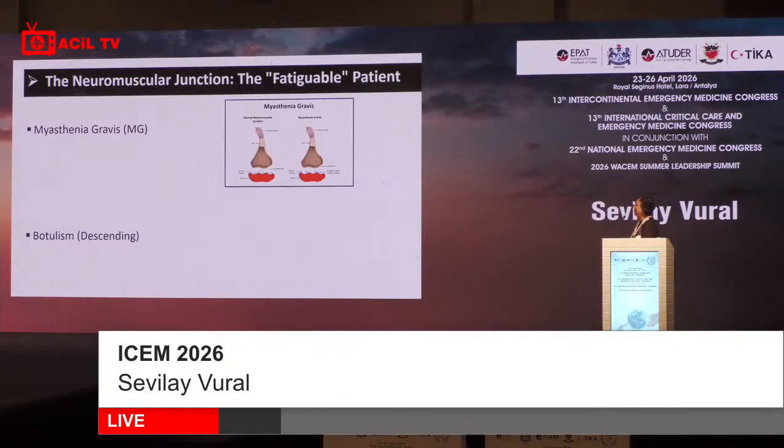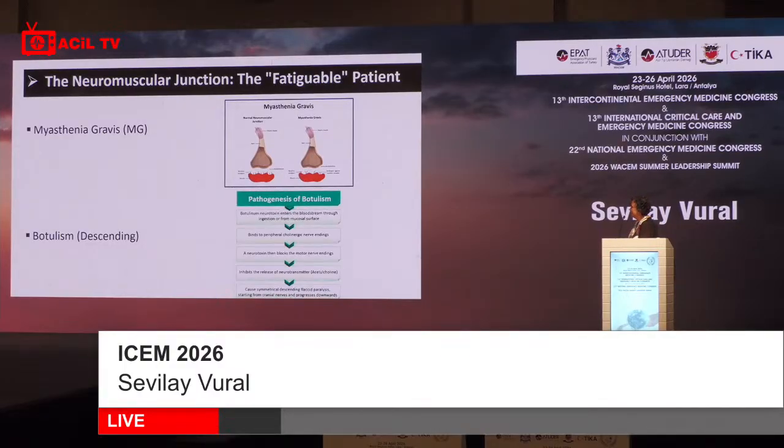Yes, thank you. There is also another mimic for myasthenia gravis, called botulism. Again, this is the part where we have to be a toxicologist alongside being a neurologist in the emergency department. In botulism, the neurotransmitter acetylcholine is inhibited by the botulinum neurotoxins, and again we are encountering a fatigable patient in the ED.